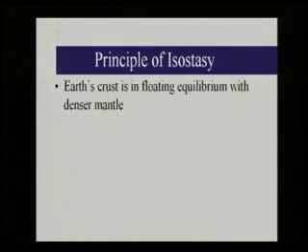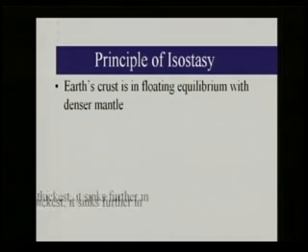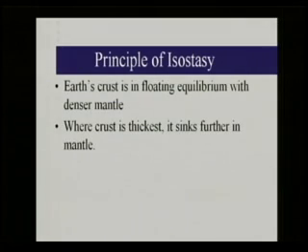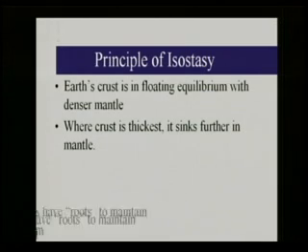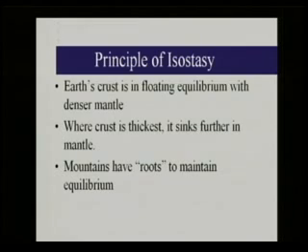The principle of isostasy has Earth's crust floating in equilibrium with a denser mantle. And where the crust is thickest, it's going to sink further down into the mantle. So mountains have to have roots to maintain equilibrium.